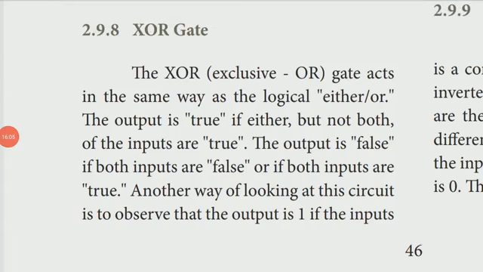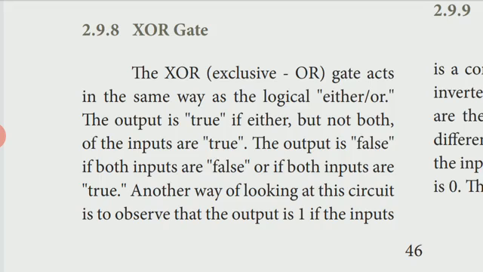So the next one is the XOR gate. The XOR gate, if you want to remember it easily, we can tell that any one input is true, then the output is 1. If you have 2 or 3 inputs, if any one input is true, only for that you will get the answer as true.